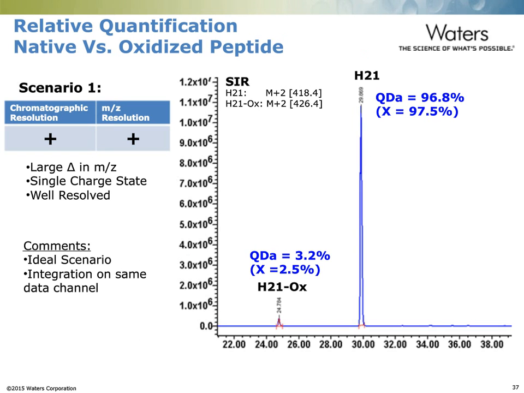We'll look more closely at some of the other results we obtained during this collaboration. First, looking at relative quantification of native versus oxidized peptides. We show here that with the QDA, we get very close results to what the customer had attained in their own lab on their own instrument, the orthogonal instrument, for relative quantification of the oxidized species versus the native species. So, very good agreement between those two experiments.